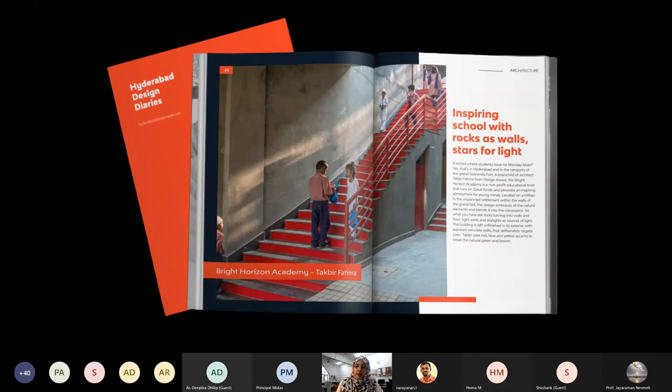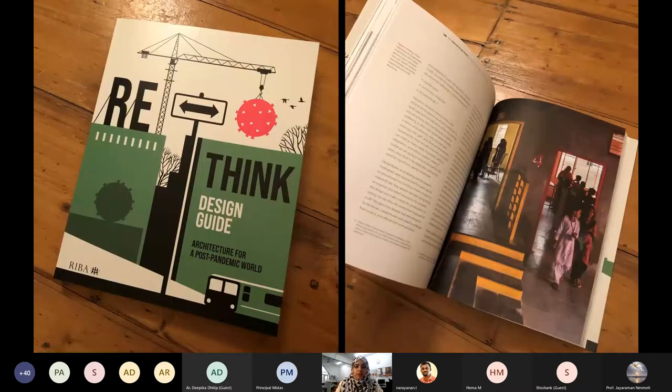This was published in many different publications. I'm just showing a select few. Hyderabad Design Diaries during Hyderabad Design Week. Most recently, and we're really, really honored, to have our school design as a case study by the Royal Institute of British Architects Rethink Design Guide, Architecture for a Post-Pandemic World.